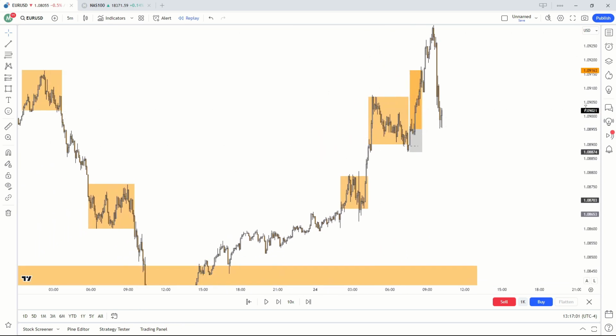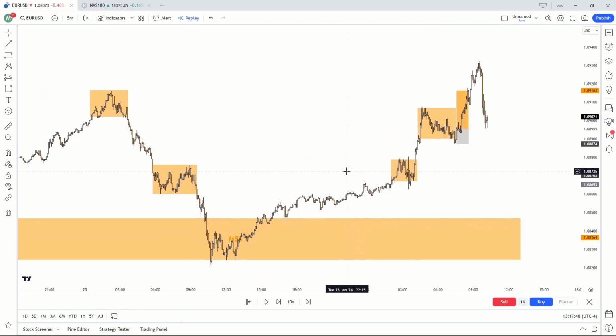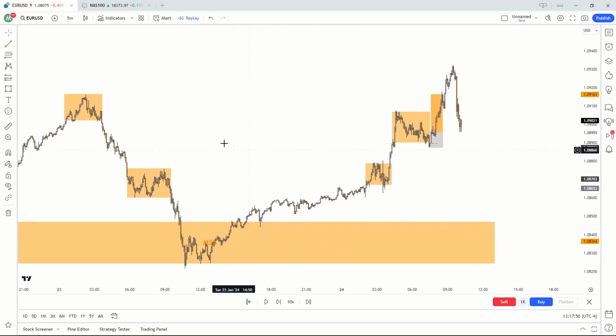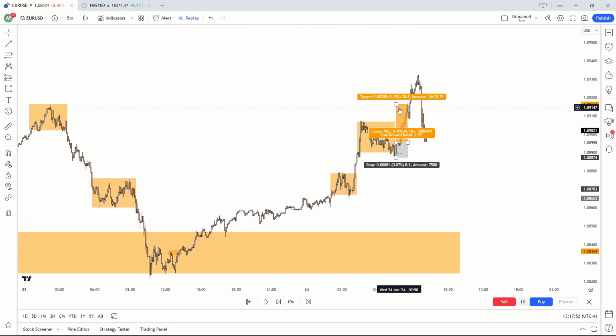This strategy is so simple, guys. Now, if you do backtest and start to implement this strategy into your trading, you will become profitable and you will soon realize why this is ICT's favorite strategy.